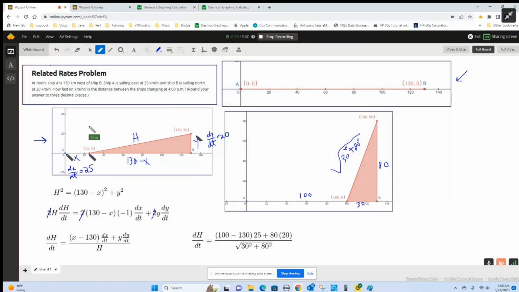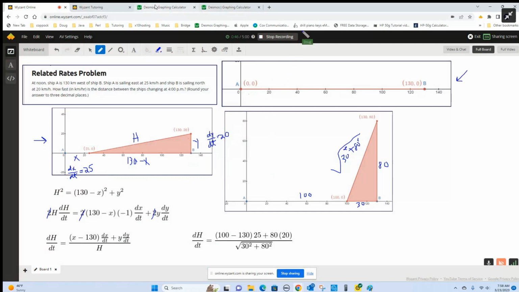That means the distance from this point to this point is 130 take away X. And by the way, the rate of change of X is 25 kilometers per hour. The rate of change of Y is 20 kilometers per hour.